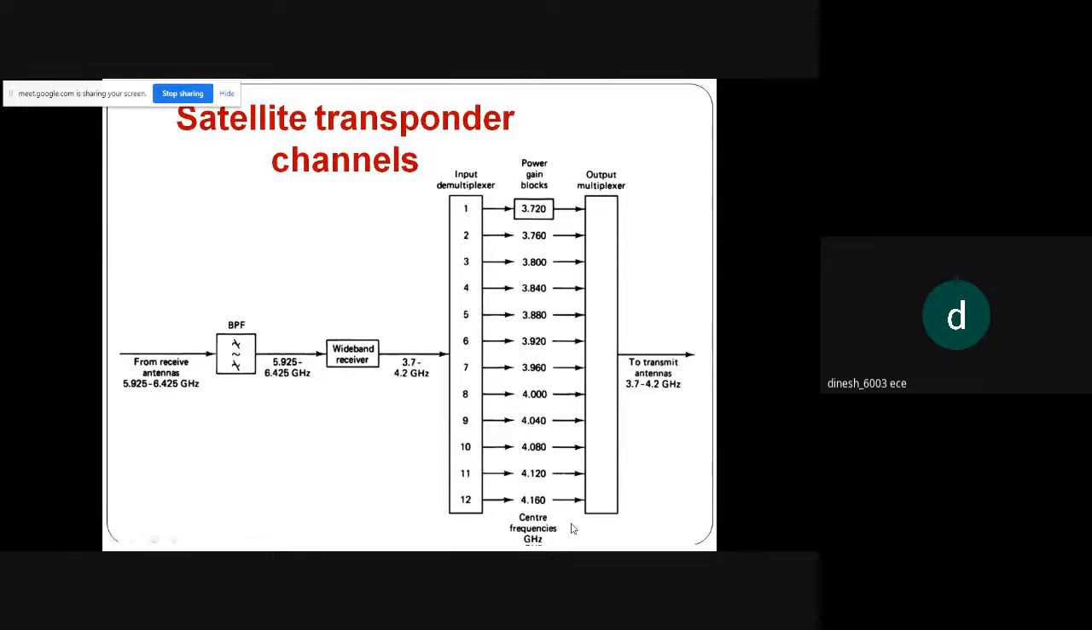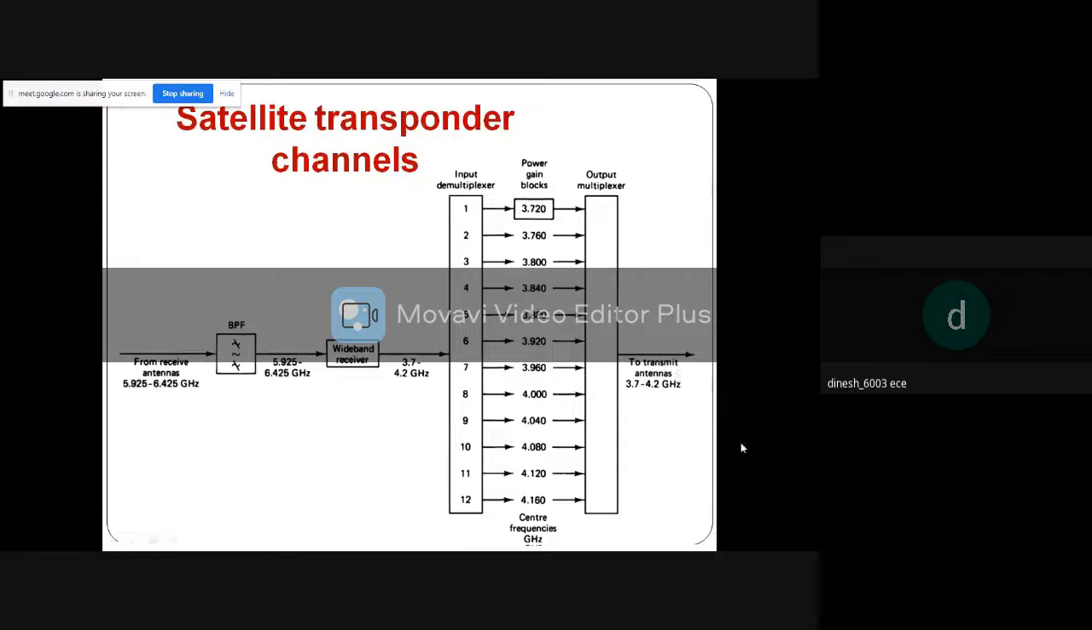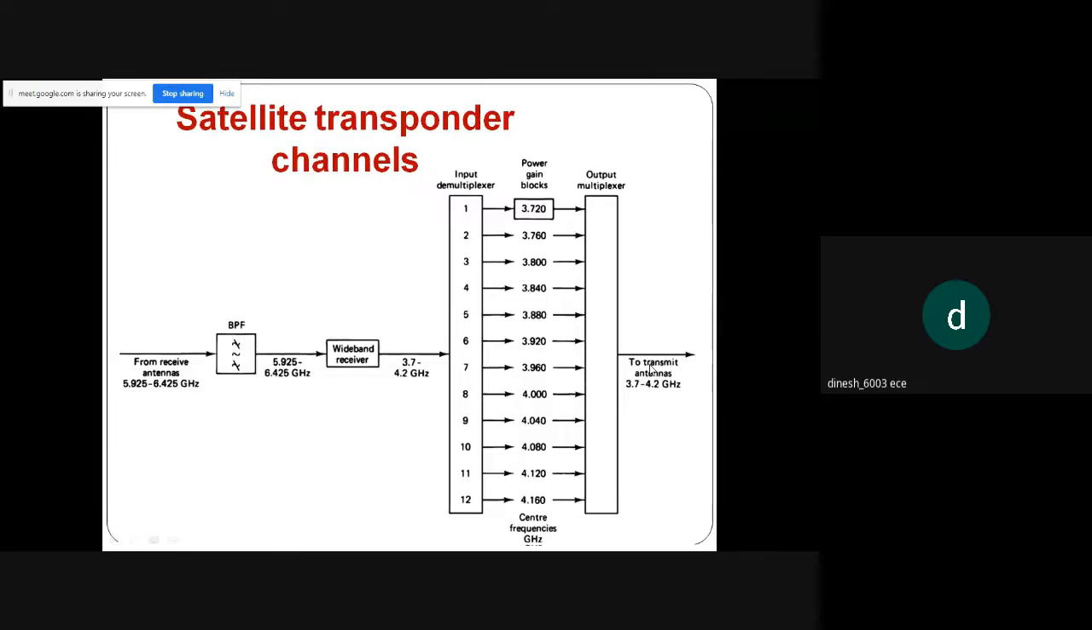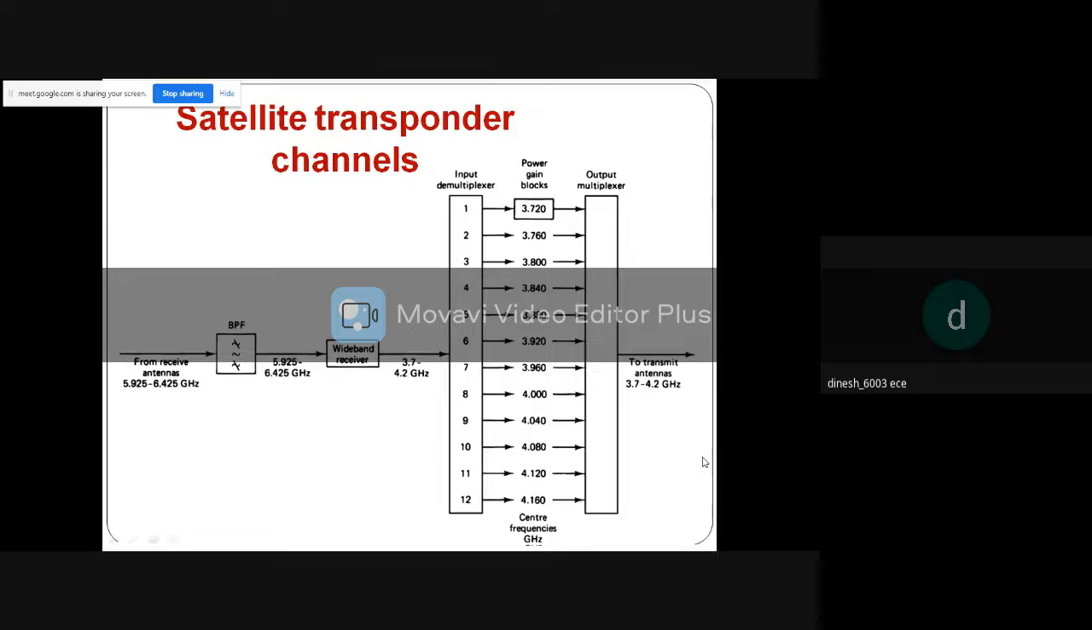Okay, so in the output we have a multiplexer, which does the function of reuniting all the signals into a single transmitting antenna at 3.7 to 4.2 gigahertz. So this is your uplink frequency. You can see at the beginning from the receive antennas is your uplink, and here the transmit antenna is your downlink. So always the uplink frequency will be higher and the downlink frequency will be lower. Okay. This is an example of satellite transponder channels.